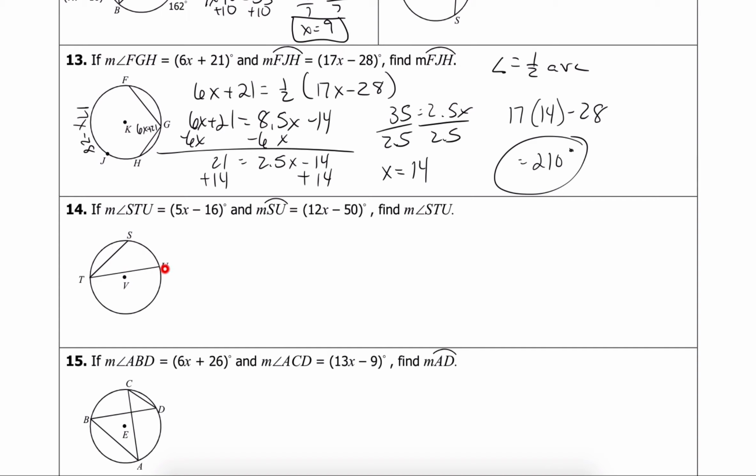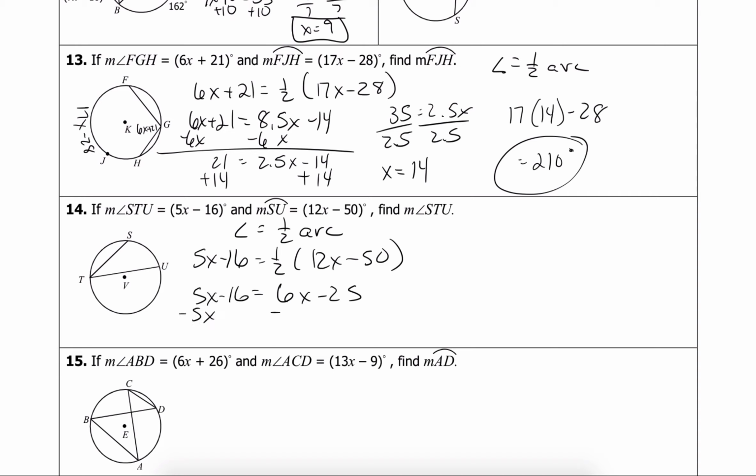We've got the inscribed angle is going to be half the intercepted arc. So the angle equals half the arc. So 5x minus 16 equals half of 12x minus 50. This one I won't get any decimals on. So subtract 5x from both sides. Negative 16 equals x minus 25. Add 25 to both sides. And I get 9. 9 equals x.